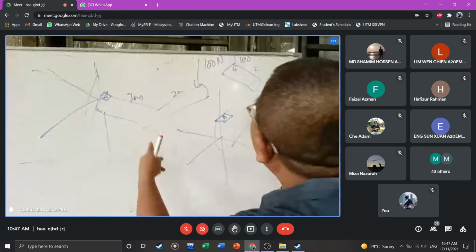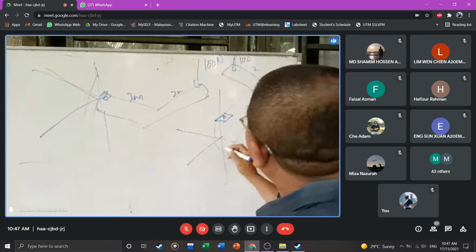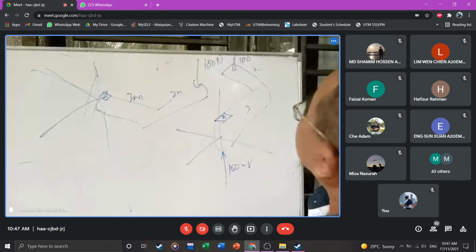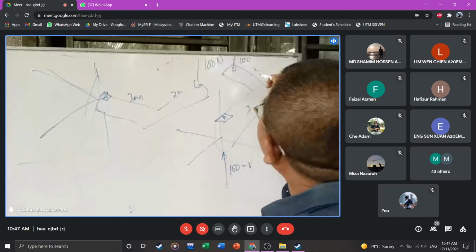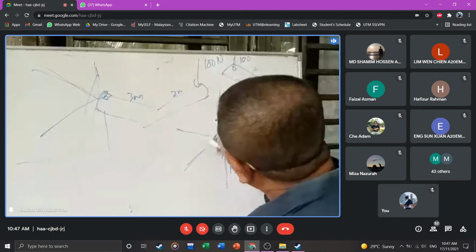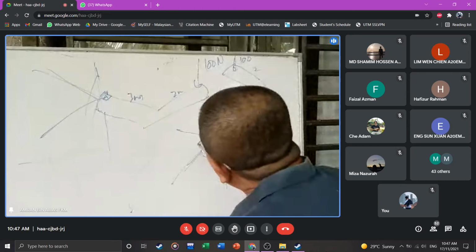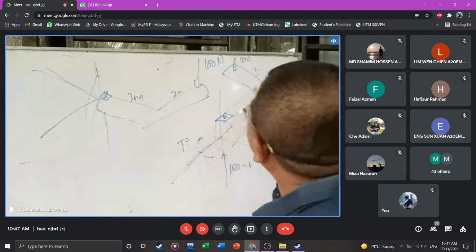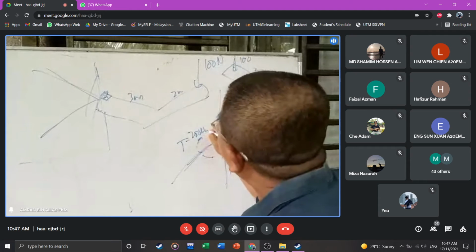2 meters there, 3 meters there. So 100 is 100 there. This becomes your V. And then 100 times 2, rotating that axis, so there must be resistance. There must be torsion there. The torsion there is 100 times 2, which is 200 Newton meter.